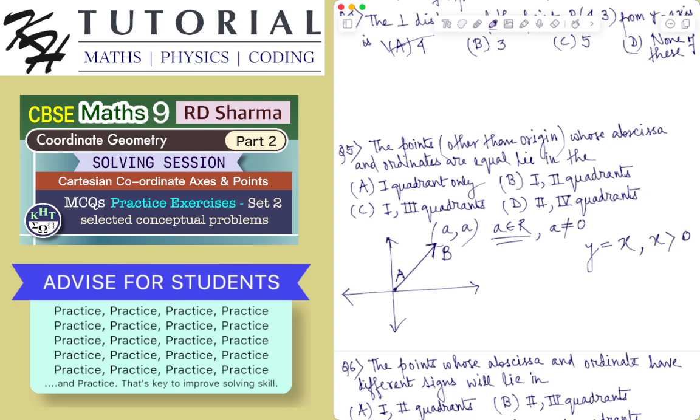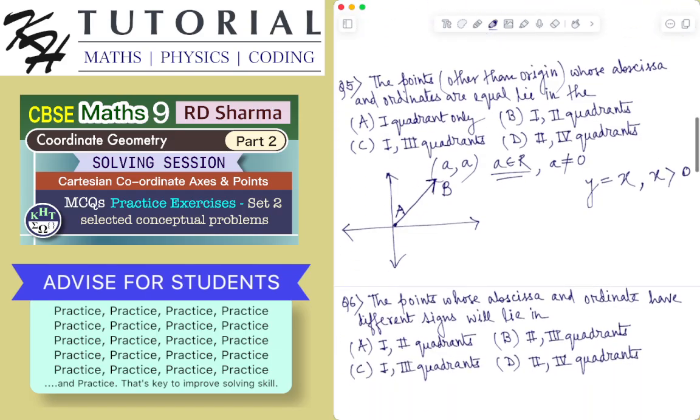Now the question has asked for the points other than the origin whose abscissa and ordinates are equal. The line, or the graph of the equation y equals x, is basically a line. So it will actually be like this. It will also extend below the x-axis and to the left-hand side of the y-axis. Let's say this is C.